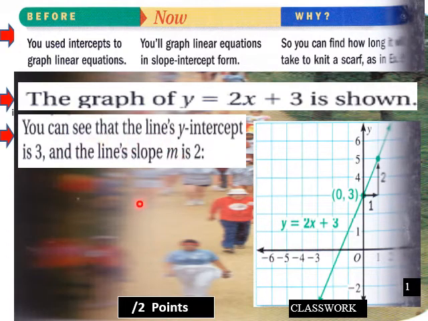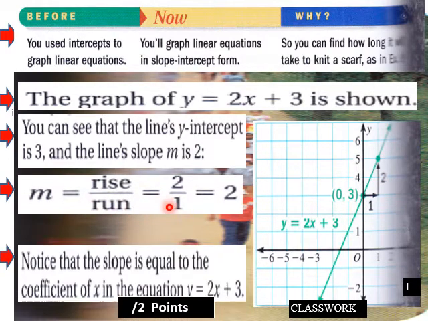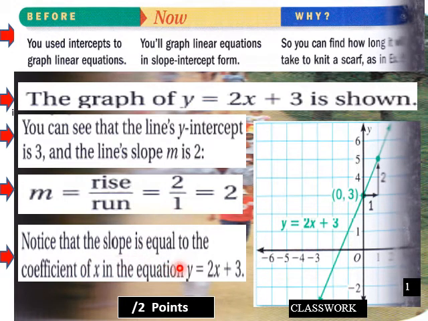You can see that the line's y-intercept is 3. The line's slope m is 2. Here's our slope, up 2 over 1. Rise over run. So we go up 2 and then over 1. So it'll be 2 over 1 for our slope. Notice that the slope is equal to the coefficient of x. So here's m here, y equals 2x plus 3. Here's our slope.